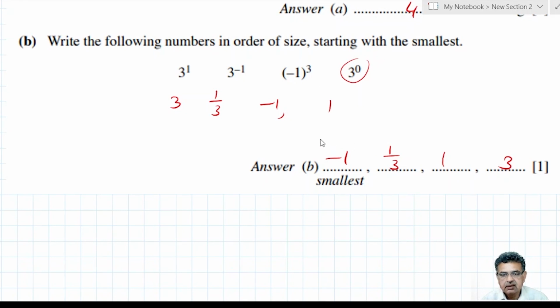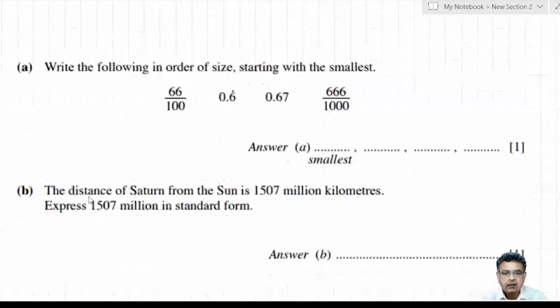Okay, once again, we should write the values which are given in the question. So the smallest, minus 1, we will write here as number 1. Number 2, 1 upon 3, we will write as it is given in the question. So third one is 3 power 0, and the fourth one is 3 power 1. Okay.